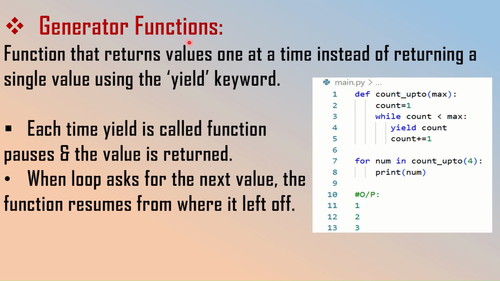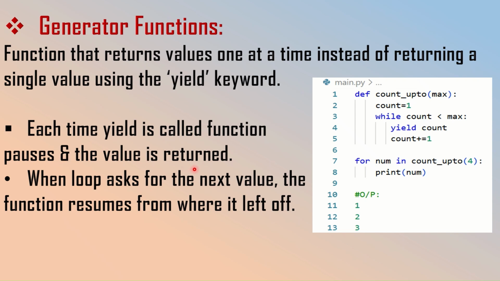So these generator functions return the values one at a time. Instead of returning a single value or the entire value at once, these generator functions return the values one by one. And they use the yield keyword inside the functions. Each time the Python compiler sees this yield, it pauses the function and then the value is returned.